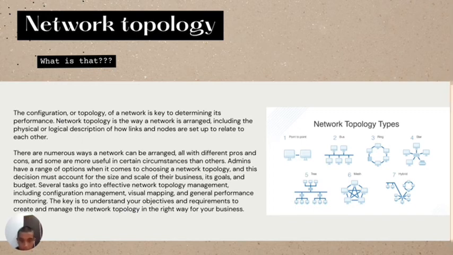So kita tengok gambar ni dulu, network topology types. Okay, there are numerous ways a network can be arranged, all with different pros and cons, and some are more useful in certain circumstances than others. So ada yang kita keadaan menggunakan topologi jenis ni, ada lagi kita menggunakan topologi jenis yang lain. Admins have a range of options when it comes to choosing a topology, and this decision must account for the size and scale of their business, its goals and budget.